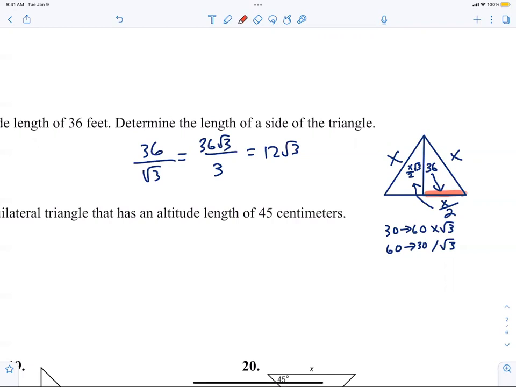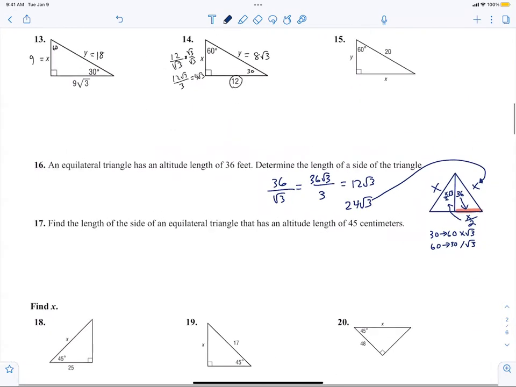So then the whole length would be what? Say it again. 24 radical 3. All right, that's the length of the side. Yes, good for you. 33.